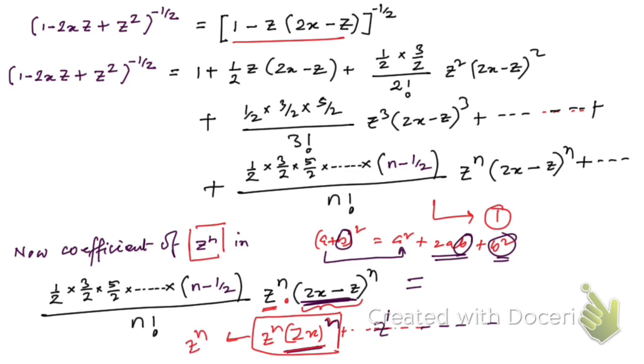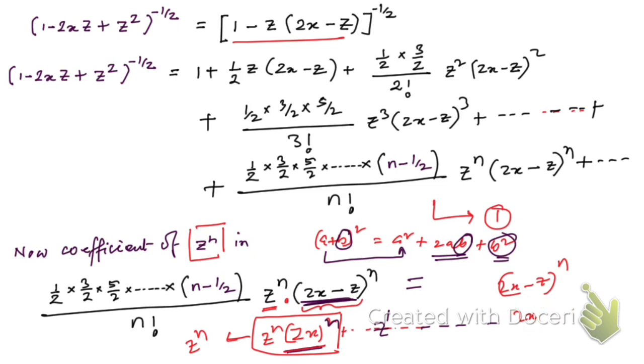And in the remaining terms, if you expand (2x minus z) whole to the power n, you get (2x) to the power n, then all the remaining terms will already contain z. So if you multiply by z to the power n, you get z to the power n plus 1, z to the power n plus 2, and so on. We don't need those terms because we need the coefficient of z to the power n only, and that will be obtained from the first term only. So let me clean this slide.